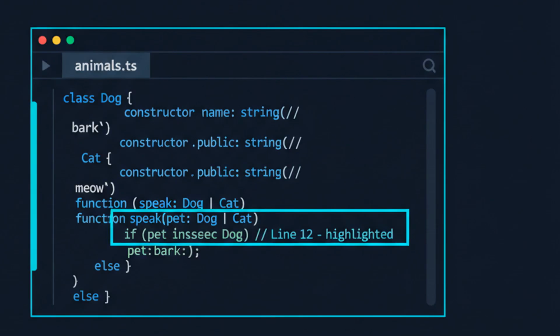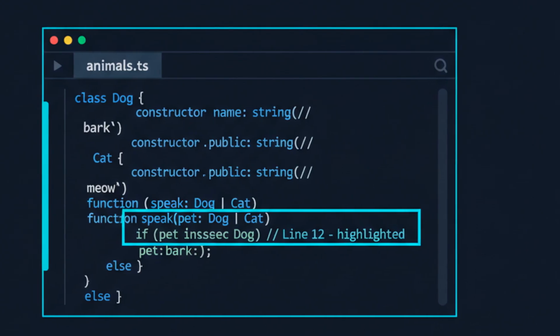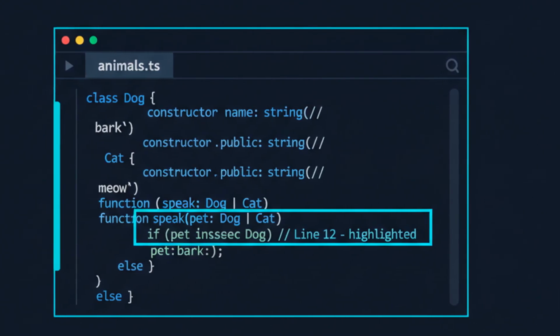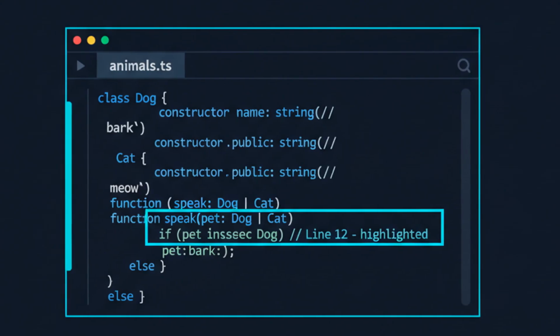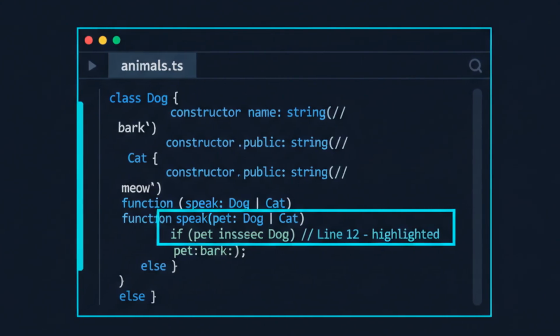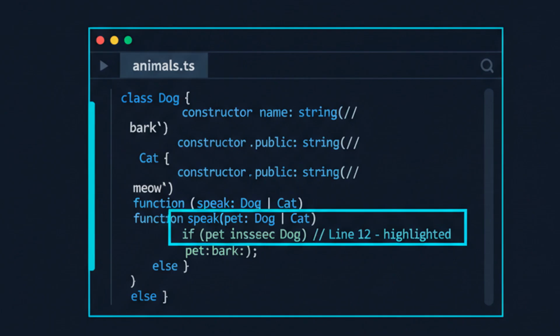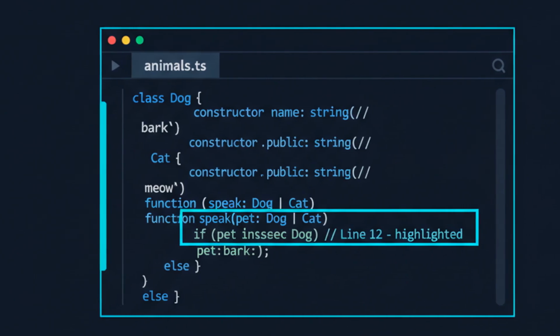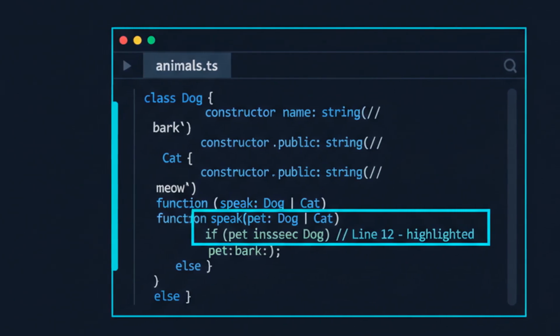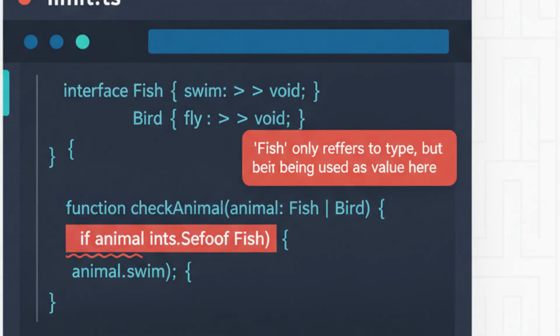instanceof works just as well with classes you define yourself. Say you have a Dog class and a Cat class, both with a name, but only Dog can bark. When you have a union of the two, instanceof Dog narrows the type, so you can call bark with full confidence. The else branch is automatically narrowed to Cat, clean and safe. But instanceof has a limit.